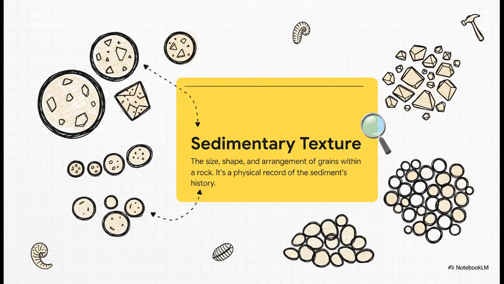So, what is texture exactly? Well, it really just comes down to three fundamental things. First, the size of all the little individual bits and pieces in the rock. Second, their shape. Are they sharp or are they smooth? And finally, their arrangement, which is just how they all fit together. You can think of it like geological forensics.